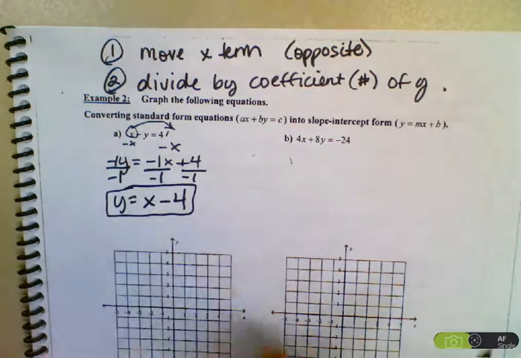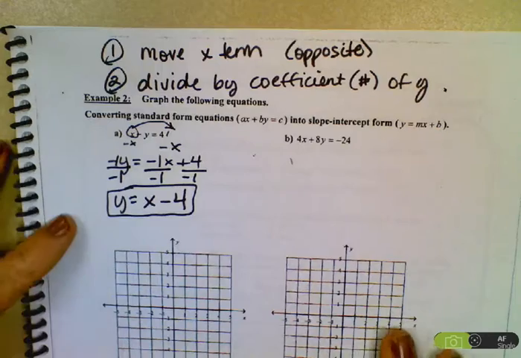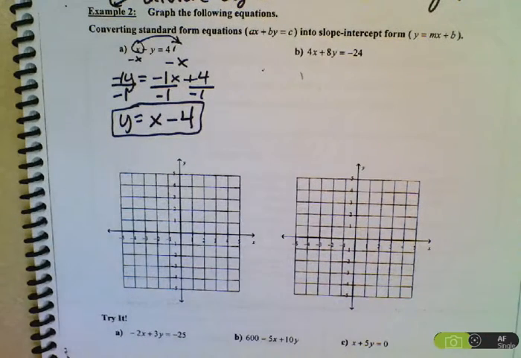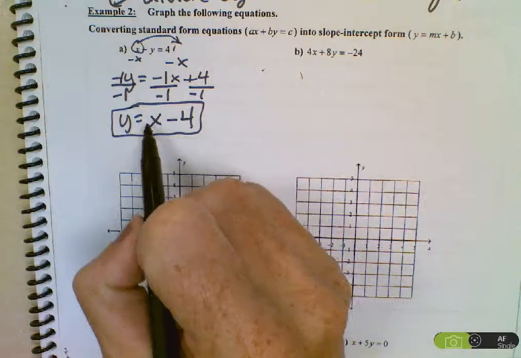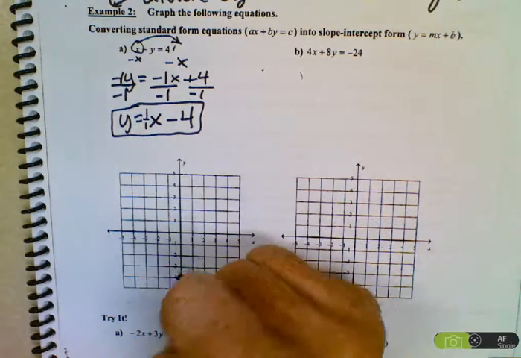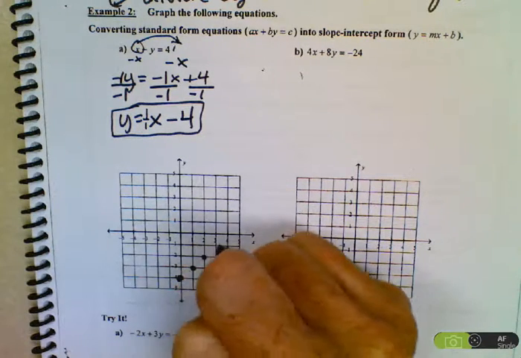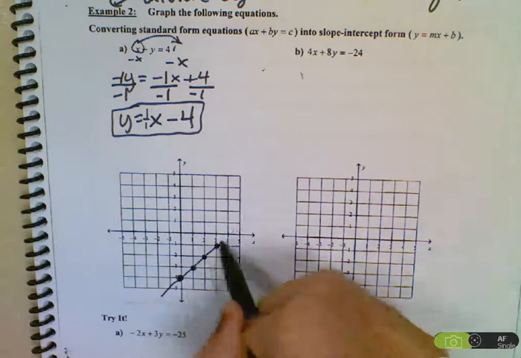Okay? So now if I'm going to graph that, see if you can graph that before I do. Your intercept is going to be at -4. Your slope is going to be 1 over 1. So you go up 1 and over 1. Up 1 over 1. And there's our graph.